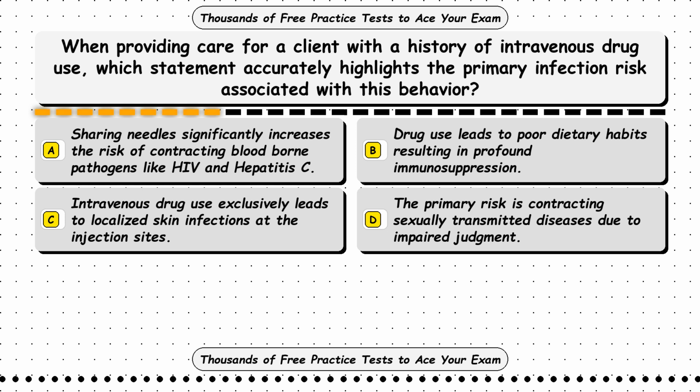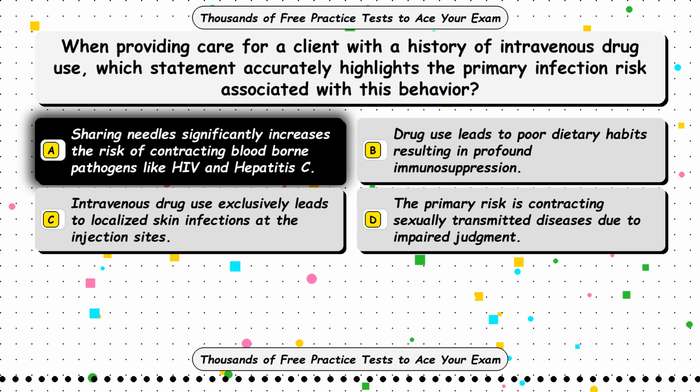Option A. Sharing needles significantly increases the risk of contracting blood-borne pathogens like HIV and hepatitis C. Option B, drug use leads to poor dietary habits resulting in profound immunosuppression. Option C, intravenous drug use exclusively leads to localized skin infections at the injection sites. Option D, the primary risk is contracting sexually transmitted diseases due to impaired judgment.